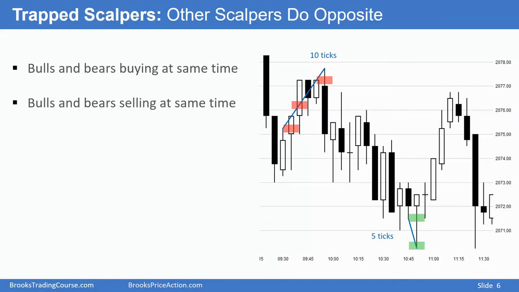Whenever you have trapped scalpers, other scalpers will do the opposite. You have bulls and bears buying at the same time down here. You have bulls and bears selling at the same time up here. That means profit targets create support and resistance. Profit targets for the bulls create resistance because both bulls and bears will sell at those profit targets. Profit targets for the bears create support because both bulls and bears will be buying at that profit target.